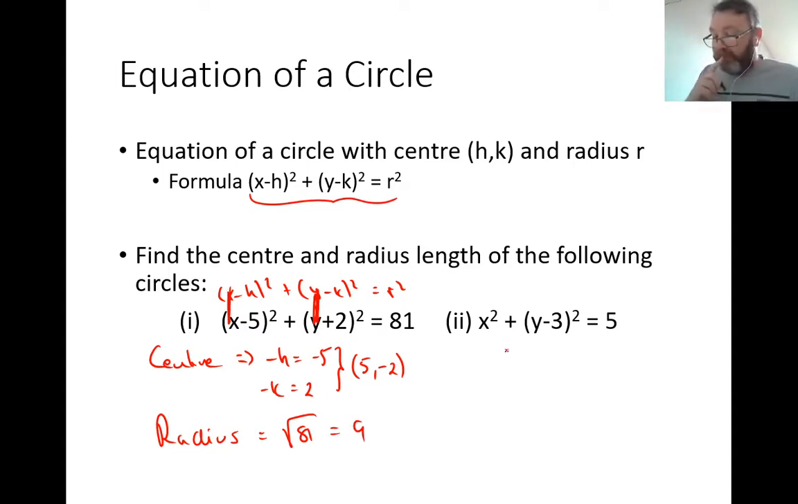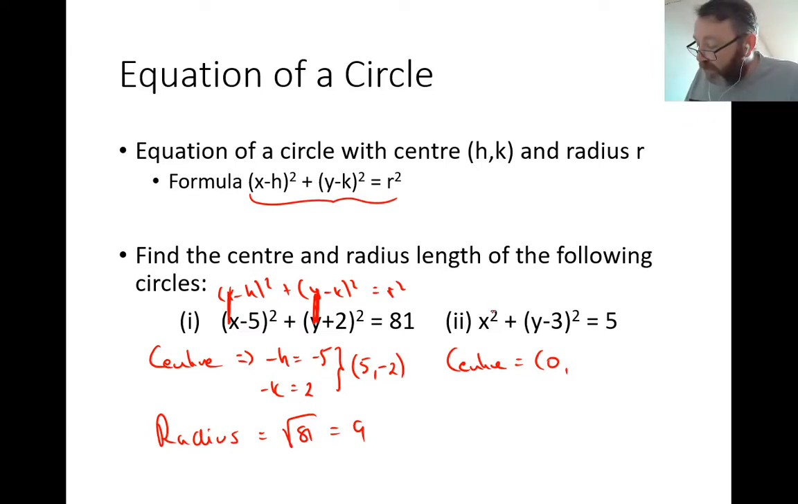What about this one here? Now here's what I want you to notice. The x squared is being left alone. There is no change in the x. And because there is no change in the x, that is telling me straight away that the first part of the centre of the circle is 0. x squared has no adjustment. There's no, put it this way, there's no minus h after it, all right?